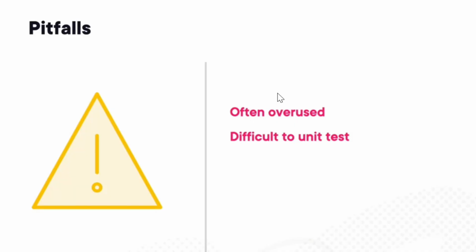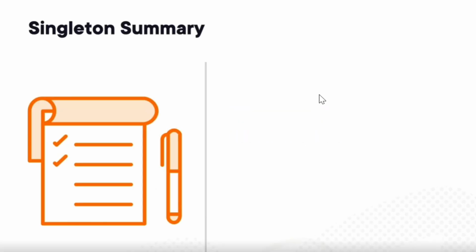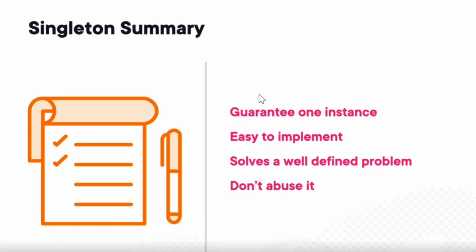Also, about the singleton design pattern: the first thing is they are often overused. Once anyone learns about them, they use them everywhere, resulting in application slowness. Second thing is that here everything is private. The instance was private, the constructors are private. So it is not easy to write unit test cases for the singleton design pattern. So let's summarize the singleton design pattern. We should use the singleton design pattern only when we need one instance. Also, it is easy to implement and solves a well-defined problem.